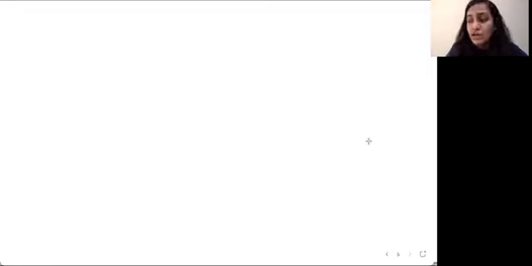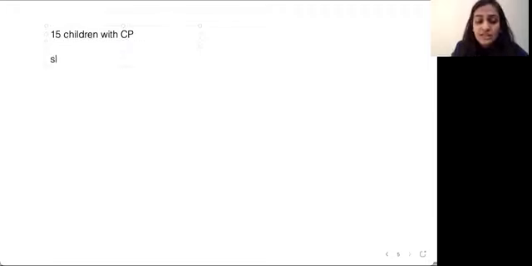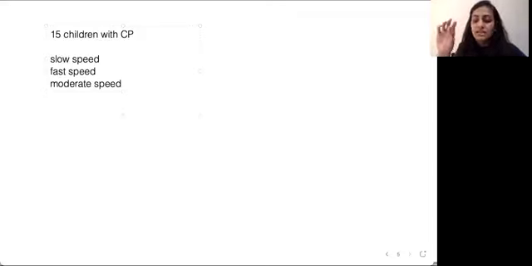There is a group of 15 children with cerebral palsy. You want to check their gait at slow speed, at fast speed, and at moderate speed. You are asking them to walk at slow, moderate, and fast speed, and you're marking their scores on a Tinetti POMA scale.